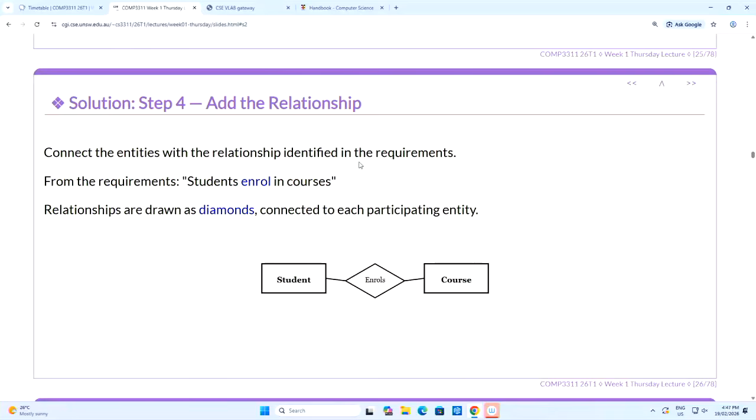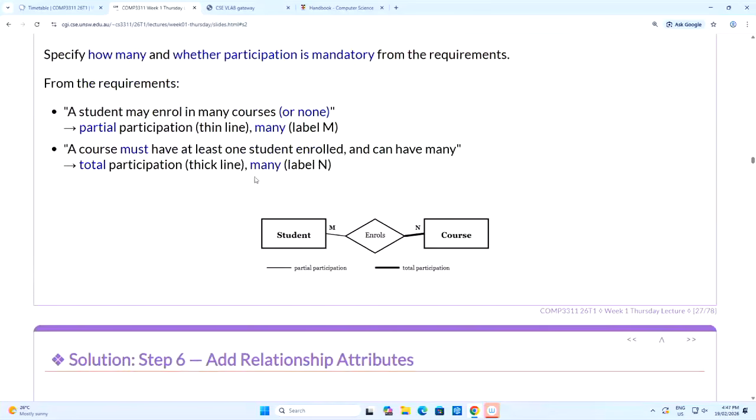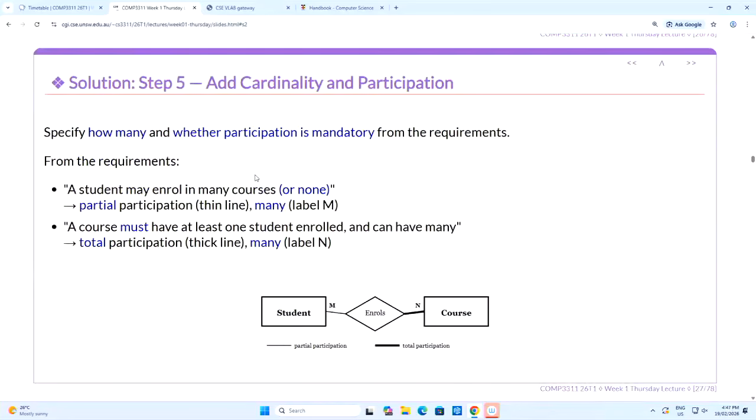So we start with a diamond, and then we look at the cardinality constraints as well as the participation constraints. A student may enroll in many courses, and a course has at least one student. So this tells us that this is not one-to-one, this is not one-to-many, this is many-to-many. So at least we can get the cardinality right. This is many-to-many, and there are no arrows on the ends.